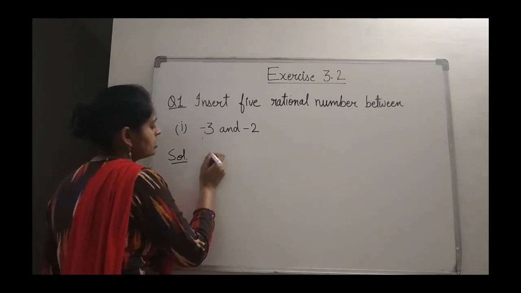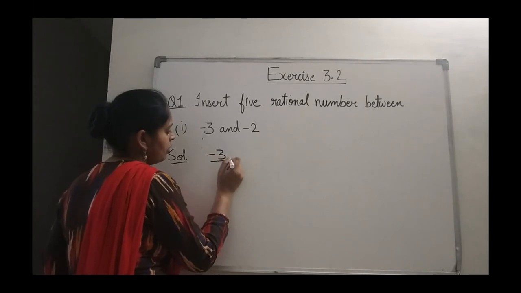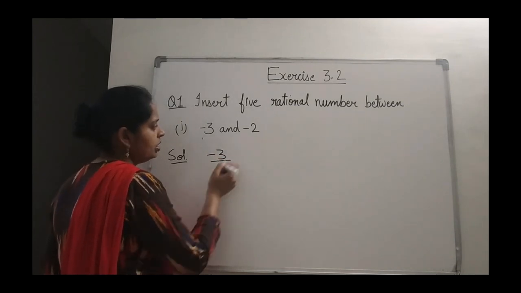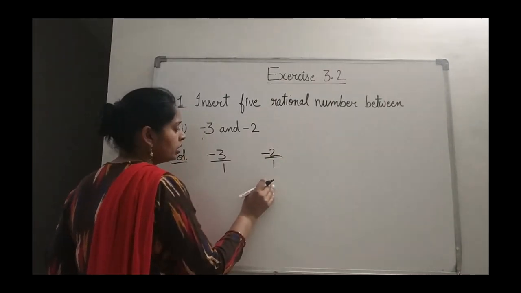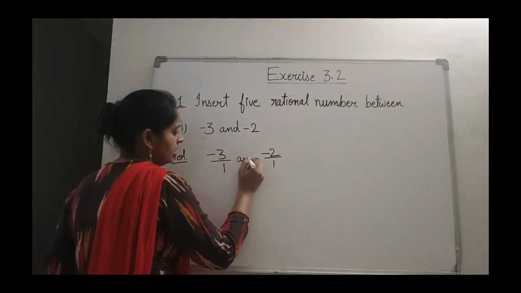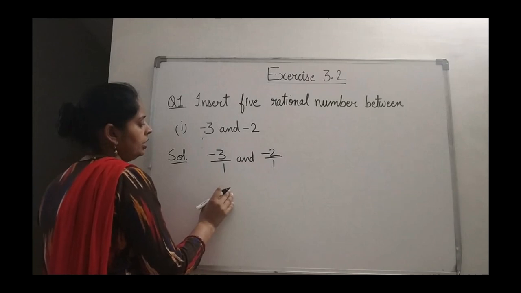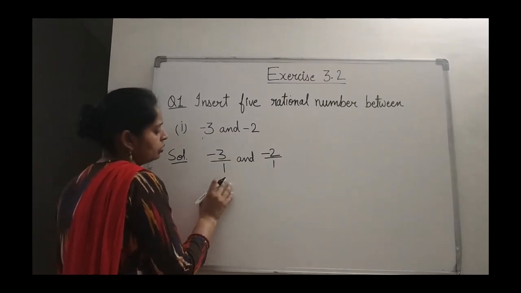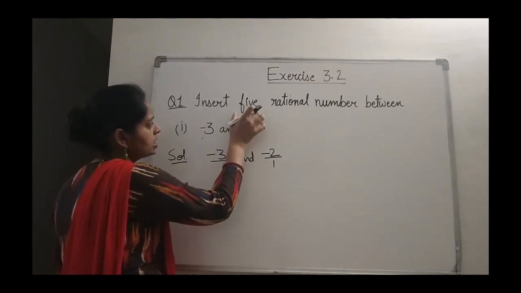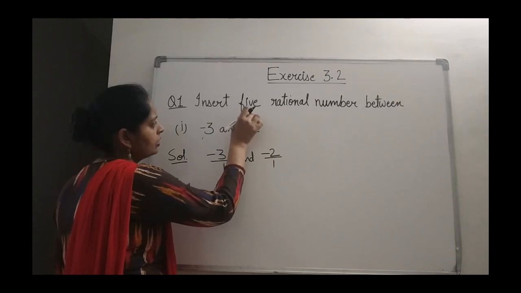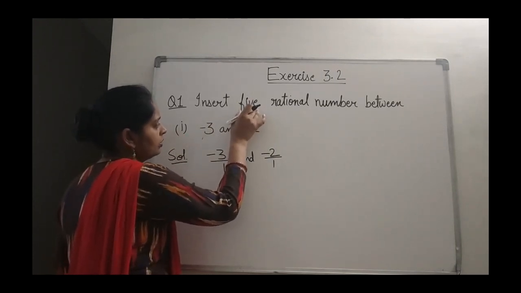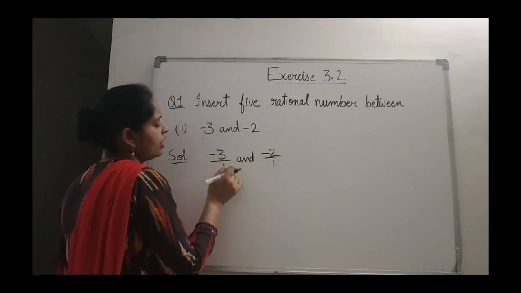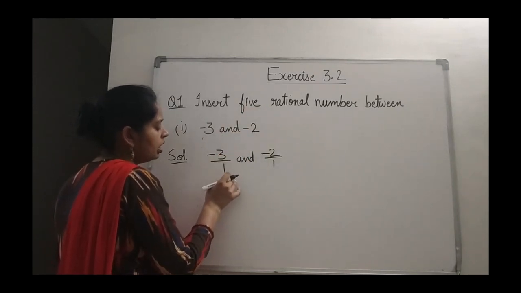See, -3 means this is -3 upon 1. That is the rational number. And -2 upon 1. Both are having the same denominator, right? Now, if both are having the same denominator, then whatever number has been asked, what number has been asked? 5 numbers have been asked between them. So what we have to multiply? 5 plus 1, that is 6, we have to multiply in the numerator and the denominator.